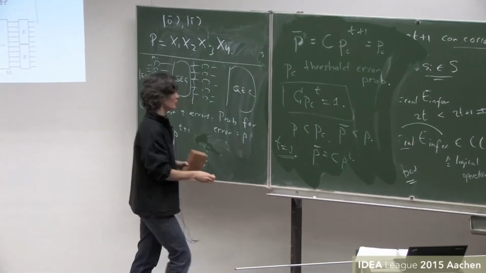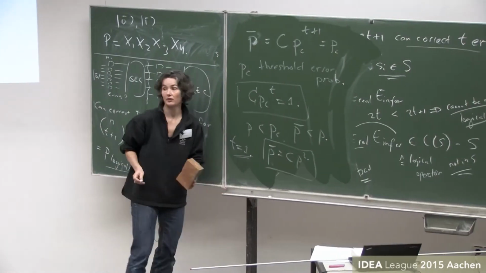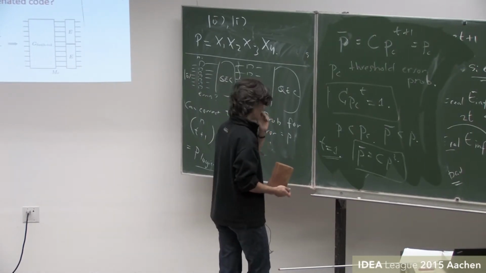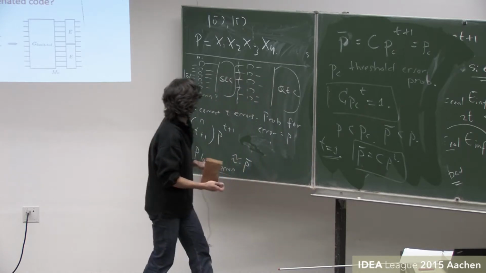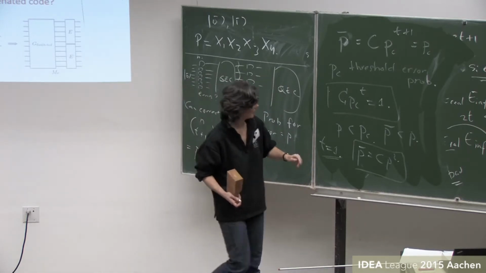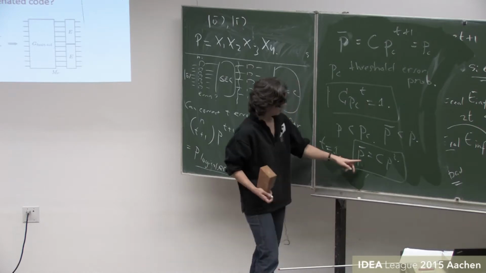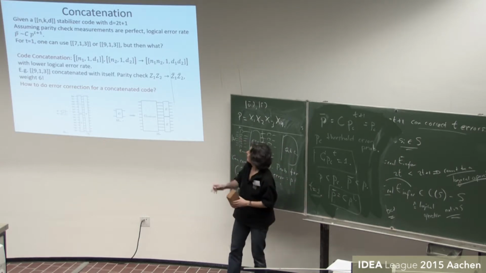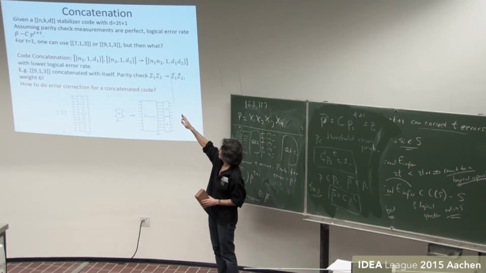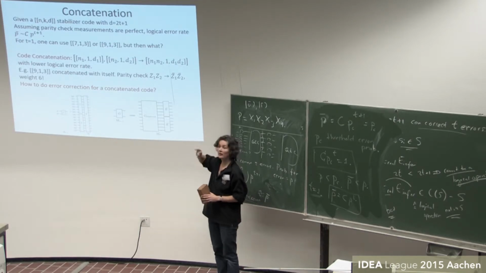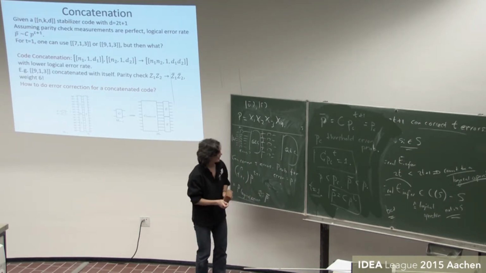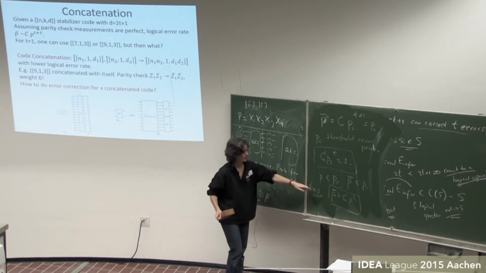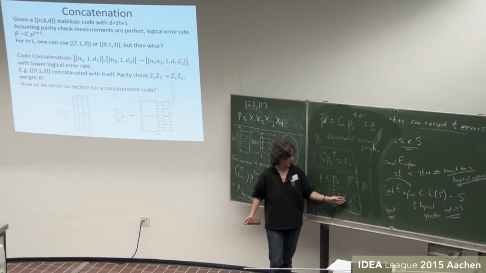So that's the improvement that you get from coding, at a high price, because the thing that you have to do looks much more complicated. But then you can imagine that you could keep on doing this. So this is the idea of concatenation. Let's imagine I have a code that can correct a single error, so it's the Shor code or the Steane code. If I do my quantum error correction, it will reduce the logical error rate. It will be of order a constant times p squared.